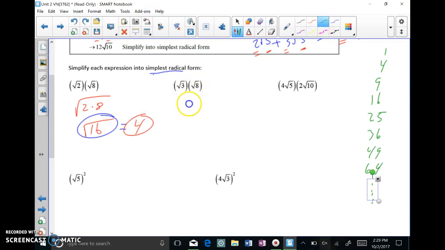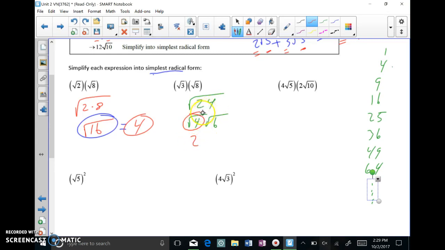Here's another one. Rad 3 times rad 8. Well, 3 times 8 is 24. Now, 24 is not on the list, but it can be divided by 4. So we split it up into rad 4 times rad 6. Remember, the one that is square goes on the left, and I like to circle the square. And the square root of 4 is 2, so that comes outside.